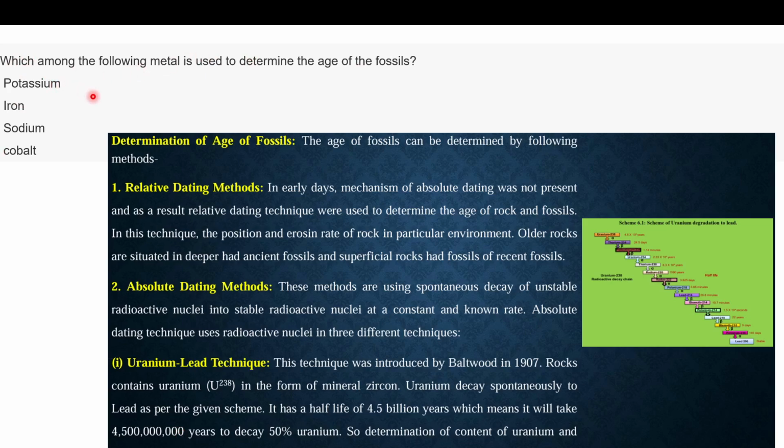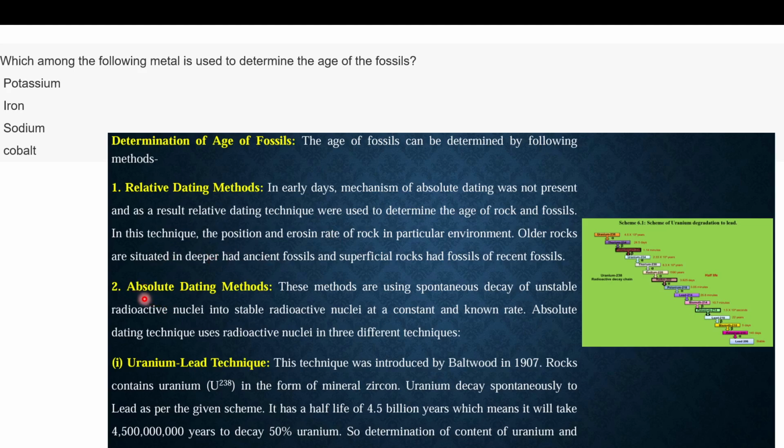So, in general, to determine the age of fossils, one is the relative dating method, where the position and erosion rate of rock in a particular environment is looked at. Older rocks are situated deeper, having ancient fossils, and superficial rocks usually have fossils suggesting recent years, fossilized in recent times, and the older, ancient ones are deeper down.